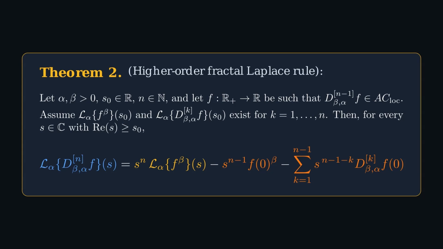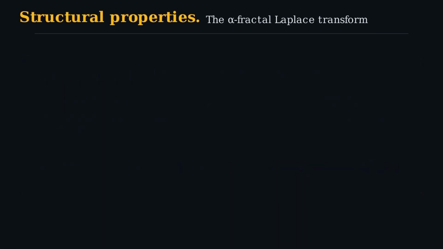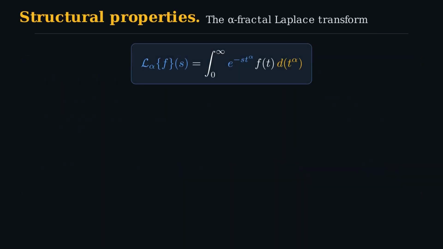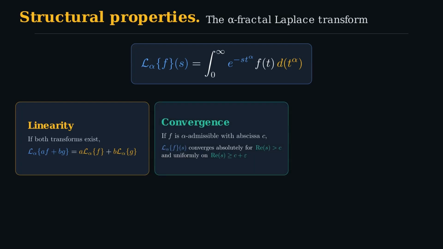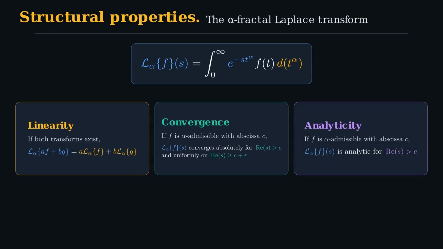A higher order derivative is transformed into an algebraic expression involving powers of s and initial values. The difference is that the transformed function is f raised to beta, and the derivatives are the higher order beta-alpha fractal derivatives defined before. Besides the operational rules, the alpha Laplace transform also has the expected structural properties. First, the transform is linear just as in the classical case. Second, under suitable admissibility assumptions, the integral converges absolutely in a half-plane and uniformly on smaller half-planes. Third, in the same region, the transform defines an analytic function of the complex variable s.